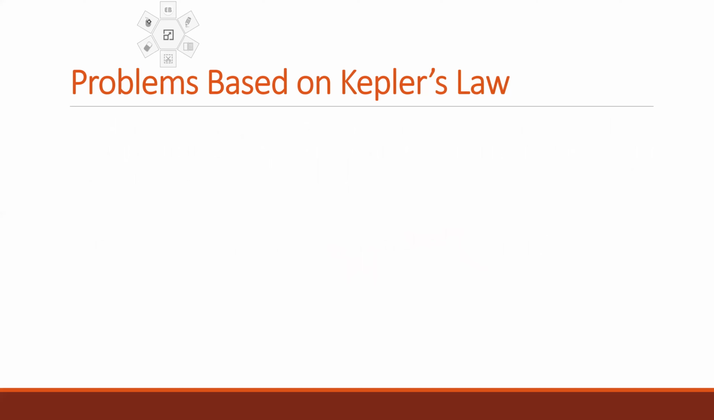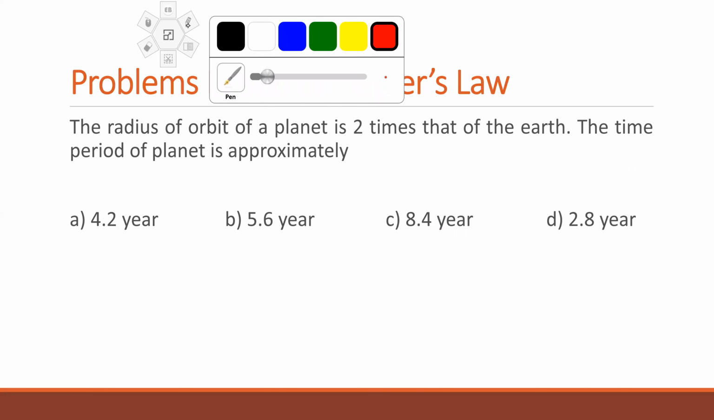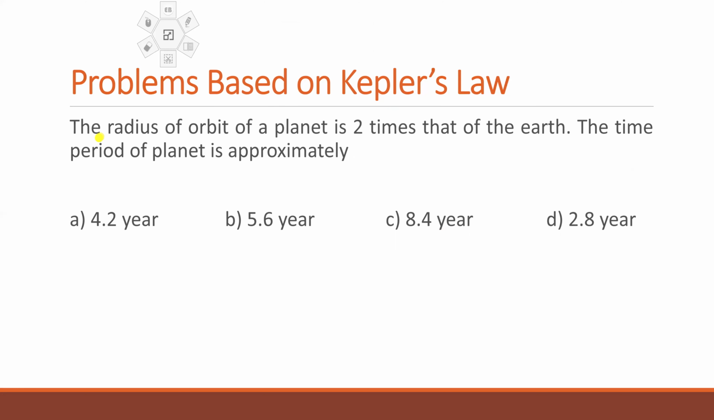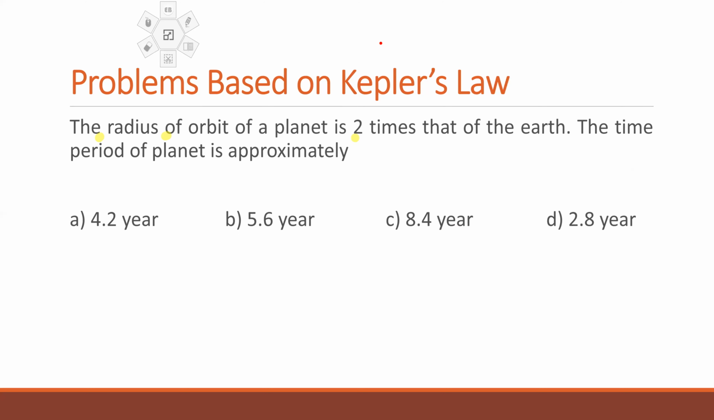Okay, next. Another one. The radius of the orbit of a planet is 2 times that of the Earth. The time period of the planet is approximately? Read the question carefully. The radius of the planet's orbit is 2 times that of the Earth. The time period of the planet is what?